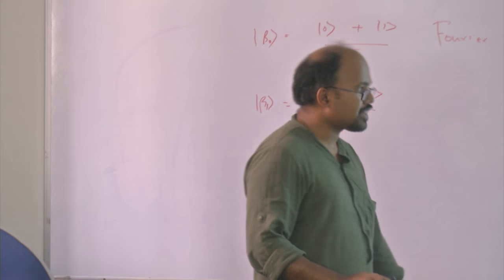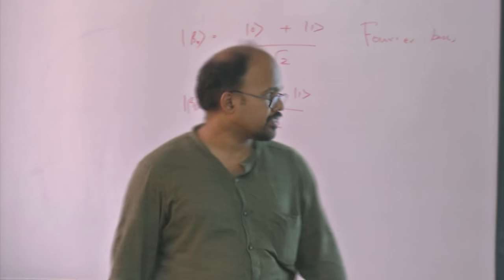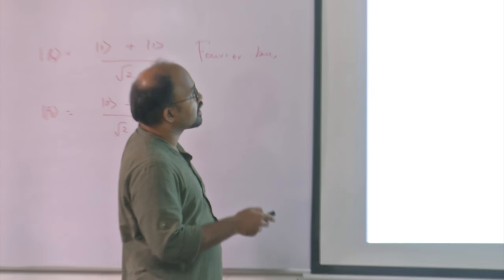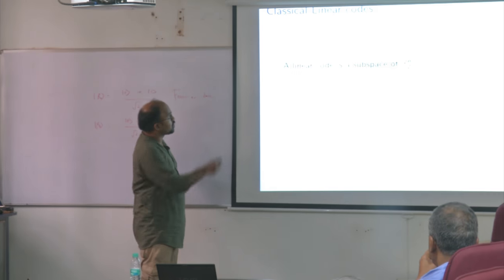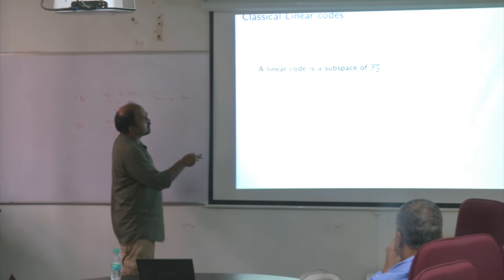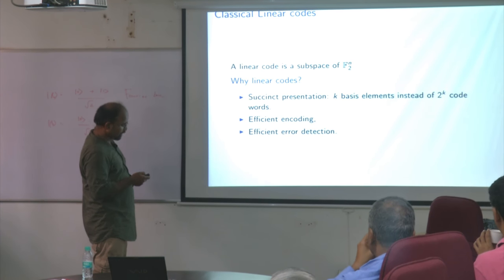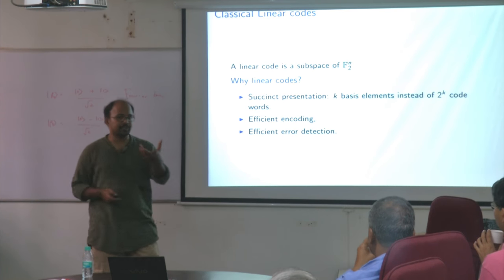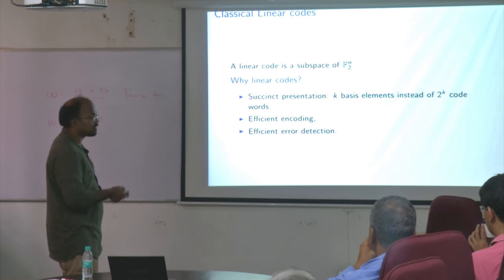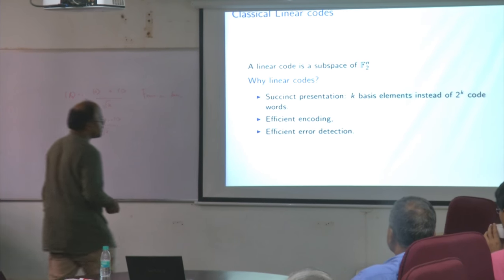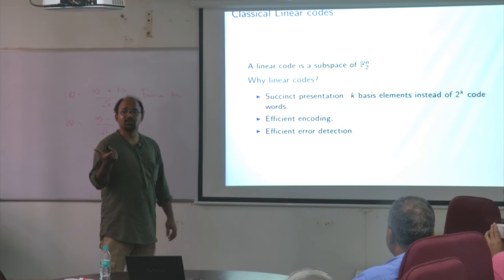Okay, so as I said, general codes are not nice. So we look at linear codes. So what are linear codes? Instead of subsets, they are subspaces of F2 power n. So classically, one good thing about linear codes is that you can very quickly present what a linear code is by giving just the k basis vectors. You don't have to give all the 2 power k codewords. You have a very efficient encoding algorithm.